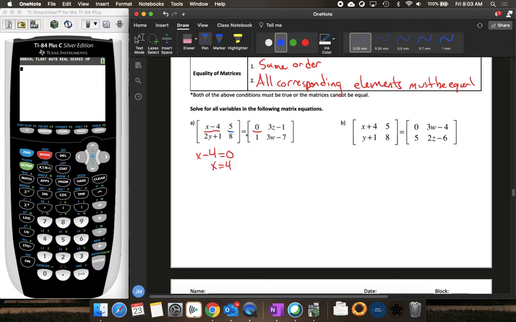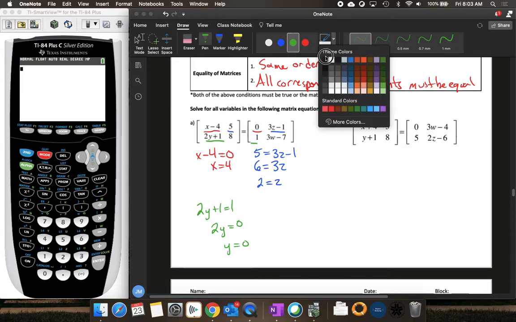The same must be true of this element, 5. It must be equal to 3z minus 1. And if you wanted to write it in the other order, that would be okay. So to solve that, add over the 1, and then divide by 3 on each side. So z must be equal to 2. We also know that 2y plus 1 has to equal 1. So then subtract 1 on each side, and then divide by 2, and you'll get that y must equal 0.